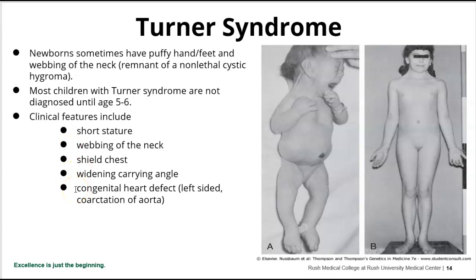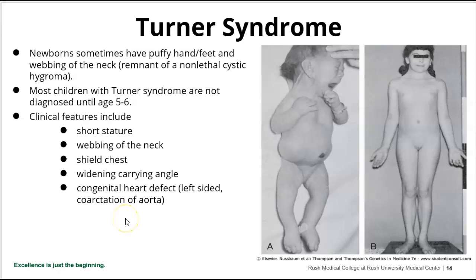So, clinical features include occasionally puffy hands and puffy feet, which they love to ask about. And sometimes they have webbing of the neck, and this is probably remnants of a non-lethal cystic hygroma. Some children are diagnosed at birth because of these features, but sometimes they're not diagnosed till age 5 to 6. So features include short stature, webbing of the neck, widely spaced nipples or a shield chest, widening carrying angles in the arms. And one of the major heart defects is a congenital heart defect known as coarctation of the aorta.